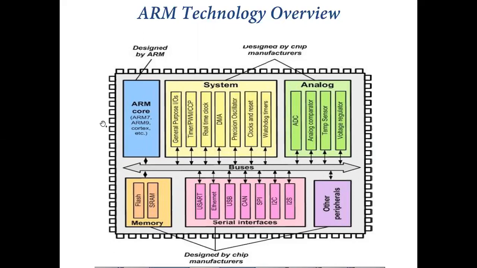So what the companies do is buy this ARM processor and only alter this core, right? The other basic purposes will be maintained. The core will be changed based on the requirements of their applications.